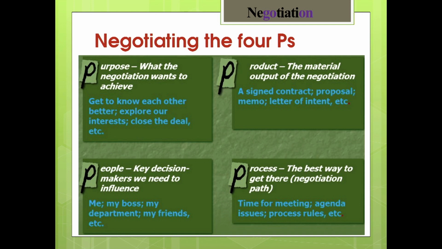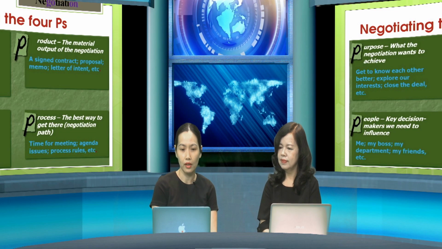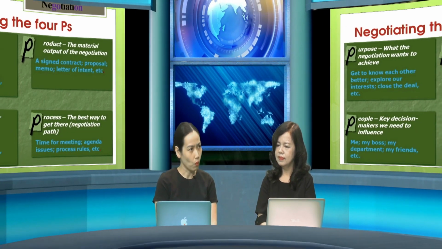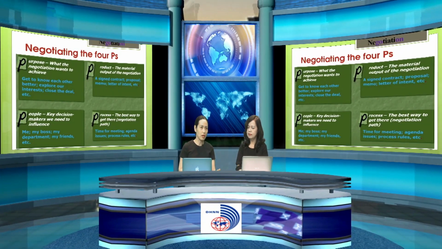Okay. And the same thing in negotiation, we also have 4 P's. The 4 P's in this case stand for purpose, product, process, and people. Purpose: the negotiator needs to understand what they want to achieve. For example, they want to get to know each other, they want to explore the other's interests, or they want to close the deal, okay? The second P is product. What is the product of the negotiation? It can be the contract we decide. It can be an MOU, which means memorandum of understanding. It can be a letter of intent, for example, right?